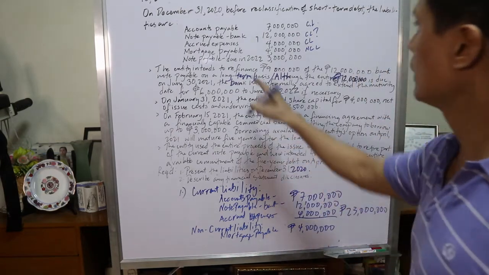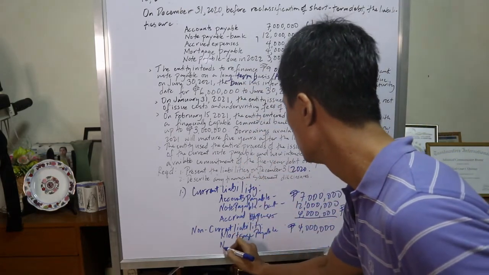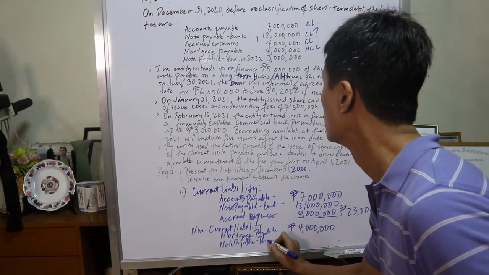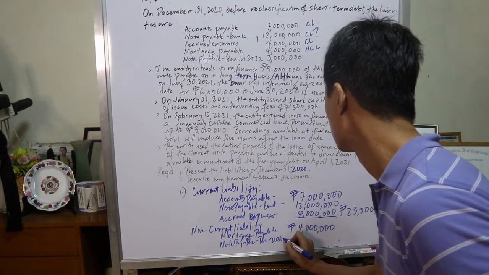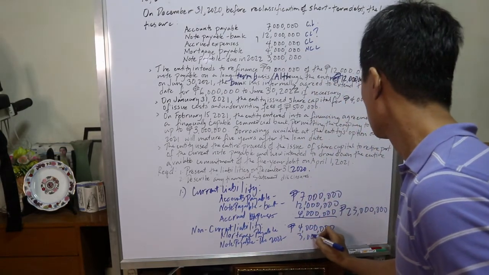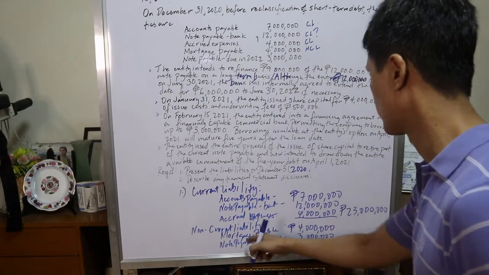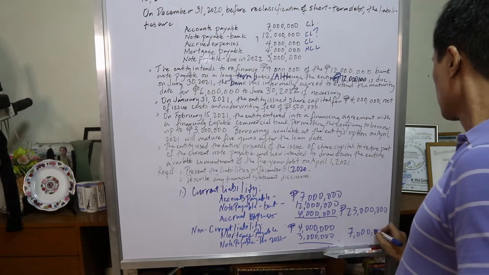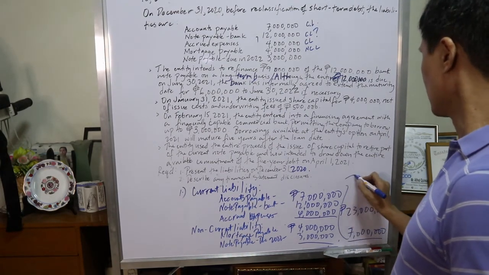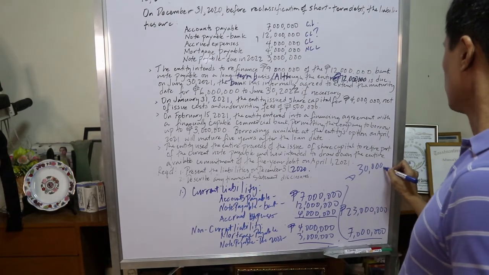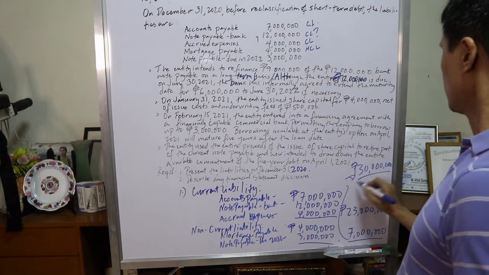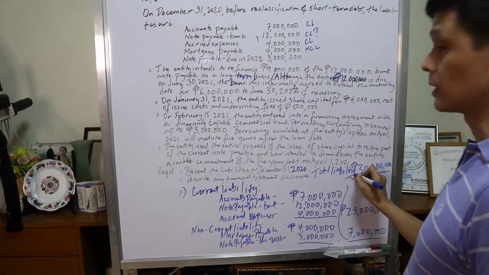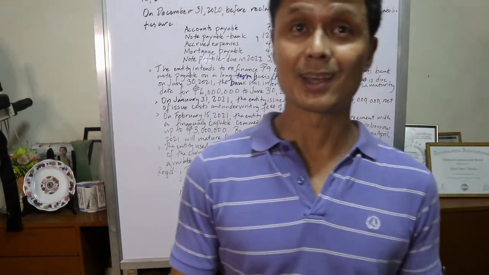And then the notes payable due 2022. So this one is for 3 million. So let's get the total of this. This would be your non-current liability. So this would be 7 million. So our total liability is, of course, we put here, this is for 30 million. So this one is total liability. This is what will appear in the financial statement under liabilities.